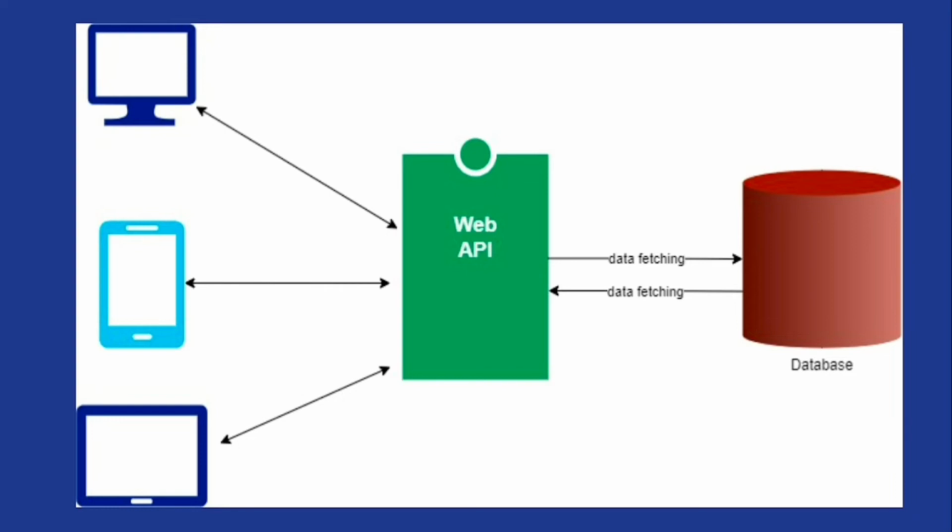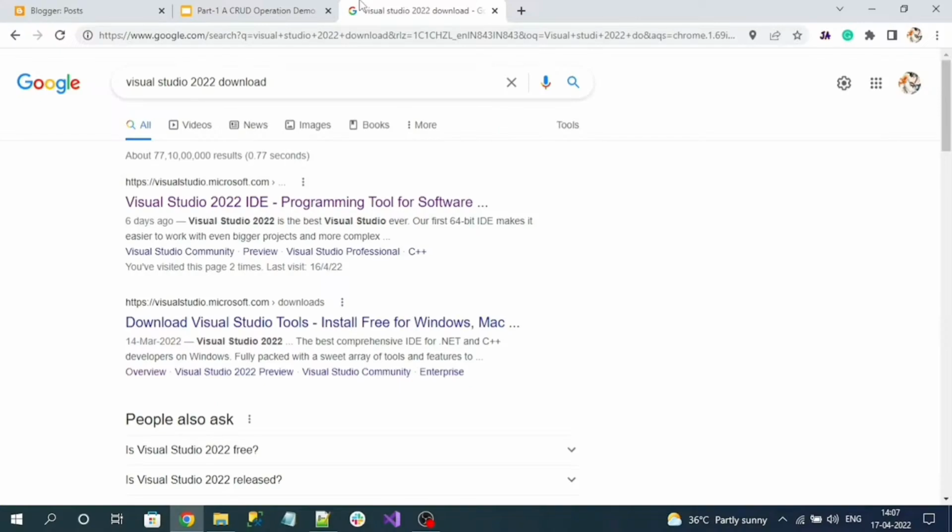Okay, so simply an API is a function that gets executed whenever the clients request for saving or fetching the data from it. Okay, so here you can see Web API fetches the data from the database and it can serve any kind of client application like a desktop, mobile, or any application. Okay, so to work with .NET 6 API, best editors are Visual Studio 2022 or Visual Studio Code. Okay, so we must have Visual Studio 2022 in our local machine to work with the .NET 6 API.